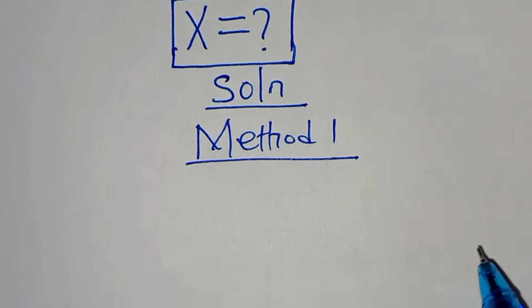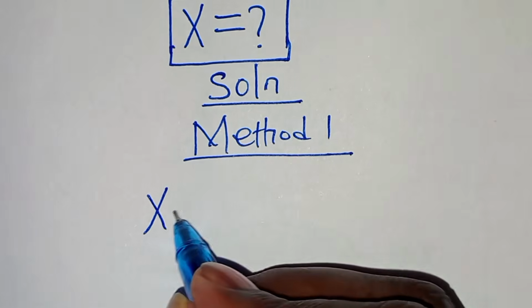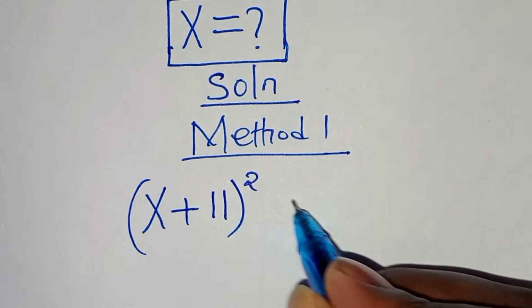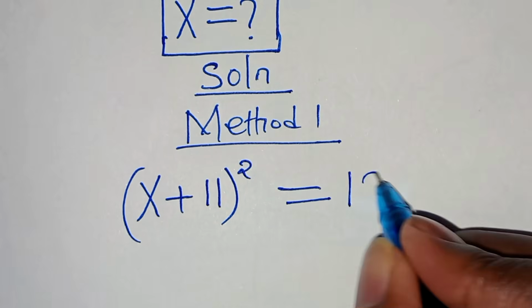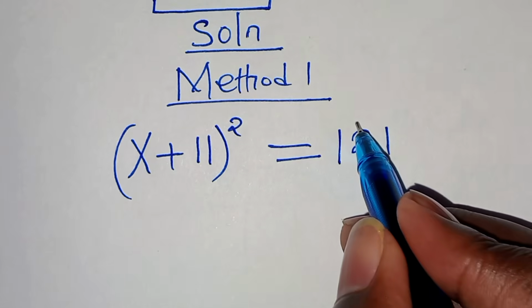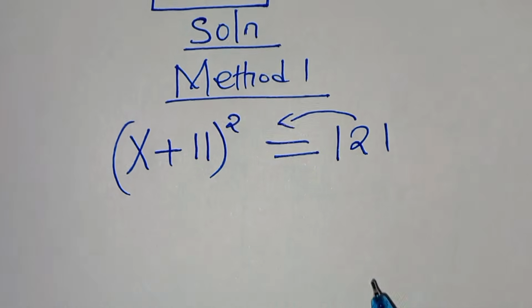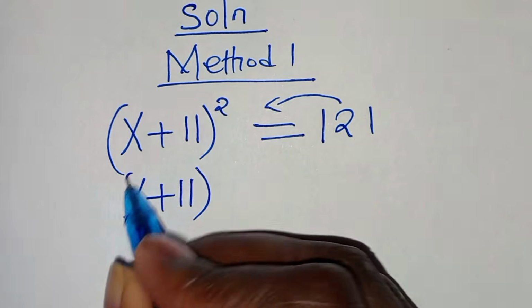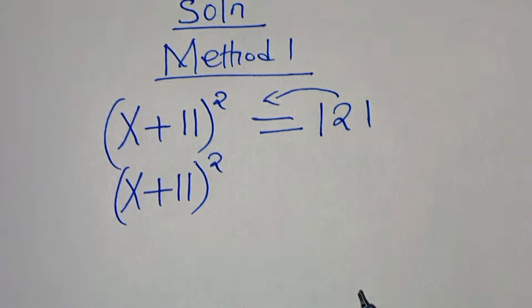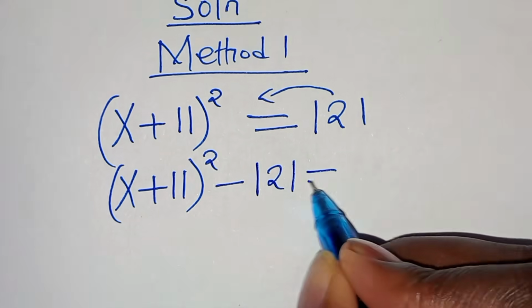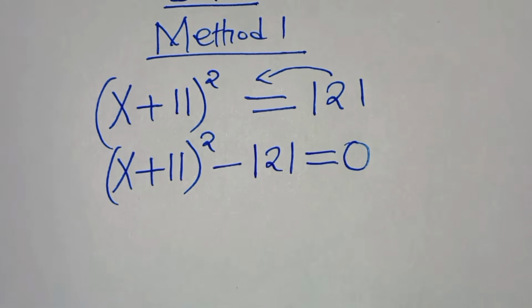So in method 1, this is (x plus 11) raised to the power of 2. This is equal to 121. So the first step is to take 121 on the left hand side so that we have (x plus 11) raised to the power of 2 minus 121. This is equal to 0.